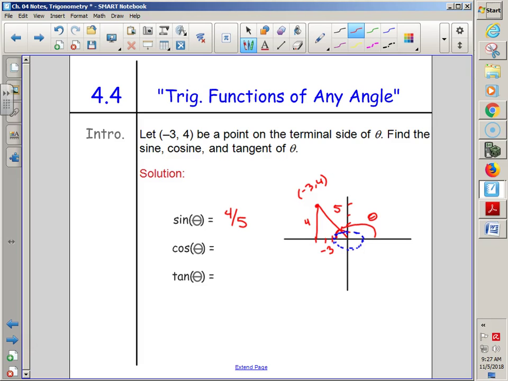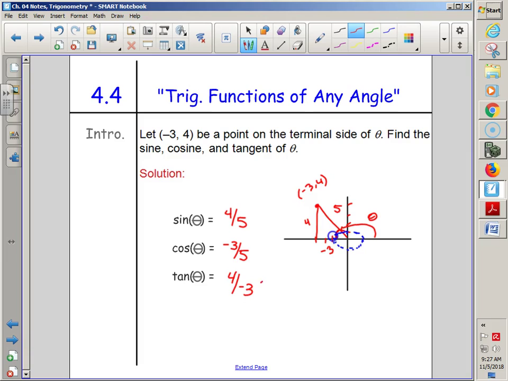Cosine. Adjacent over hypotenuse, or negative 3 over 5. It's good that it's negative because the x is negative in the second quadrant. All students. Sine is positive, not cosine. Or just look at the triangle. Don't you have to go left 3? Tangent.